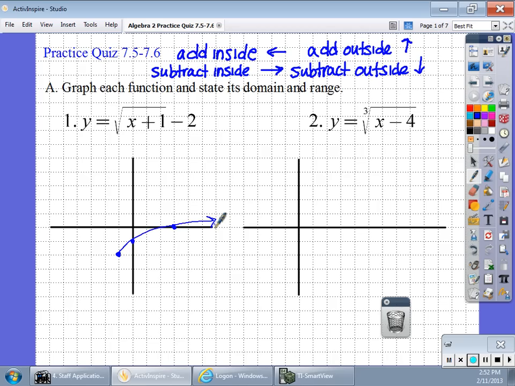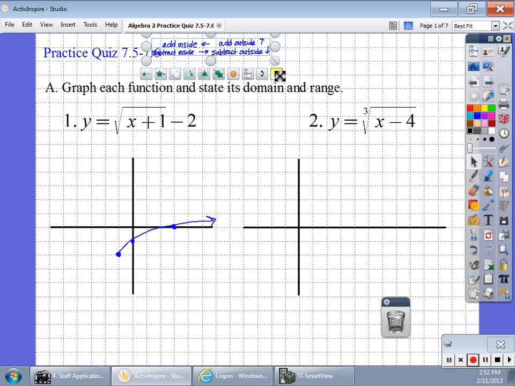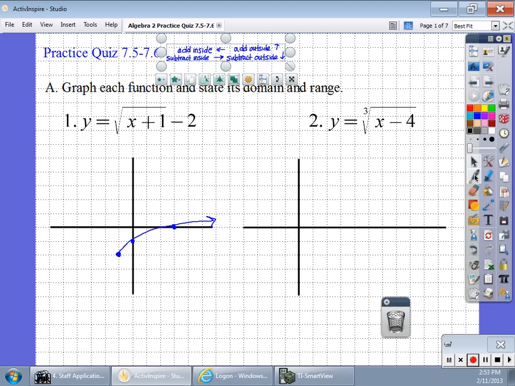Now for domain and range, what you need to remember is what I call vanilla square root domain and range. And so let me make this part right here just a little bit smaller so I have some room to work with. So if we were just going to look at vanilla square root, and by vanilla square root, what I'm talking about is just y equals the square root of x. You need to know that its domain is x greater than or equal to 0. The range is y greater than or equal to 0. Okay? And then when you add and subtract, you shift the domain and range.